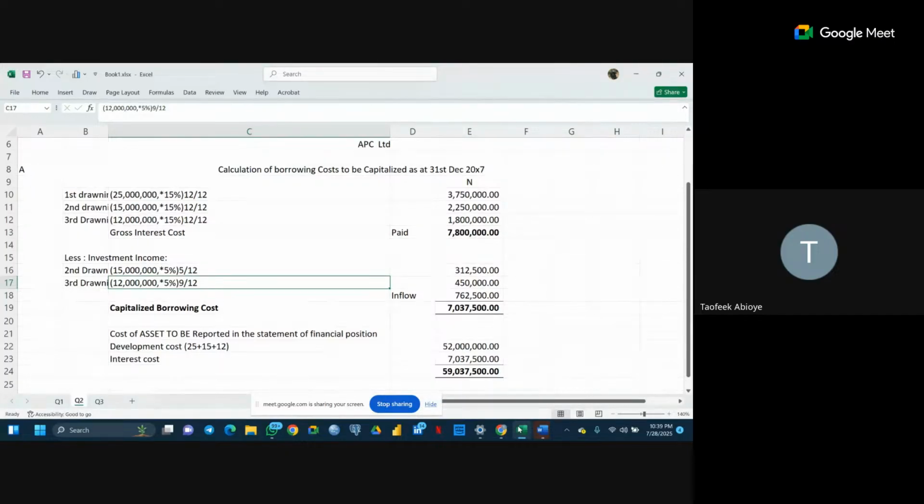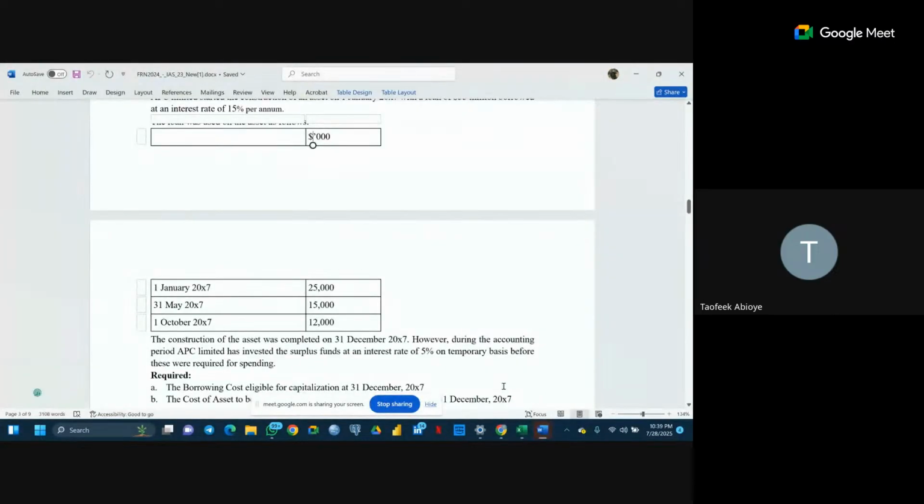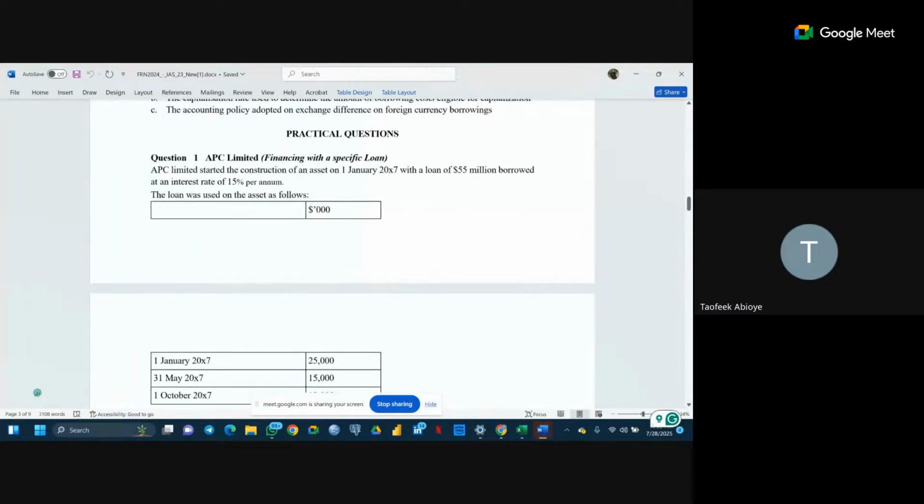This is the question. Okay, sir. My question is, the third withdrawal from May to October is not 9 months, because I'm not getting it. Okay. When was the fund disbursed to the company? October. When was the money given to the company from the borrowing house, from the finance house? When did they give the company the fund?